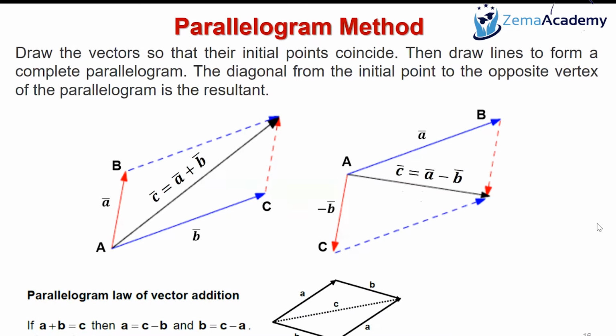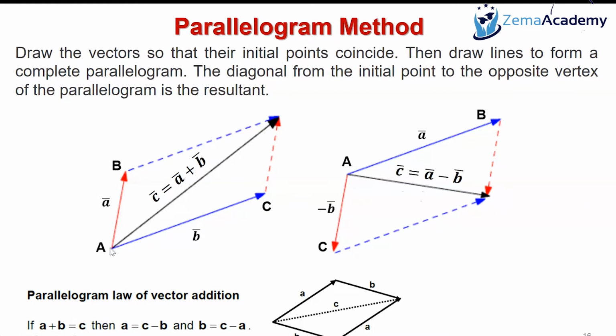Now, the parallelogram method is also a bit similar to the one explained earlier. What you do is draw the vectors and put the tails, or the initial points, together. For example, in this case there is a vector AB, the red one, with its tail at point A, and you have another vector AC. So you are placing the tails of the two vectors together. Now you draw lines to complete a parallelogram.